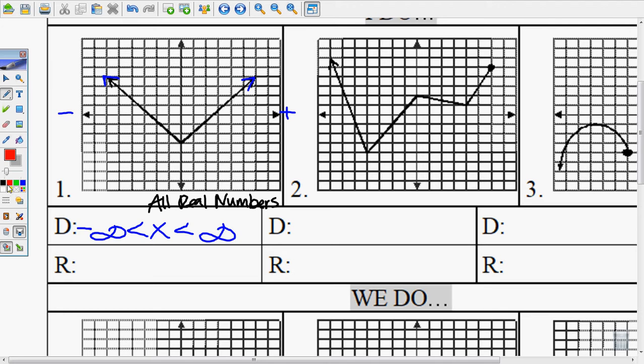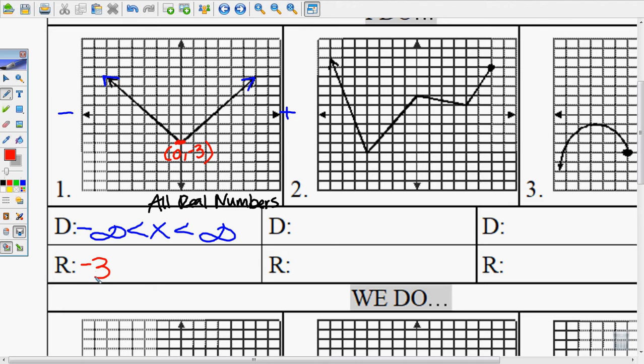All right, so my range. How do we read range? Bottom to top. So I go to my very lowest point. I think it's at 0, negative 3. So what is my lowest y value? Negative 3. So I write negative 3.